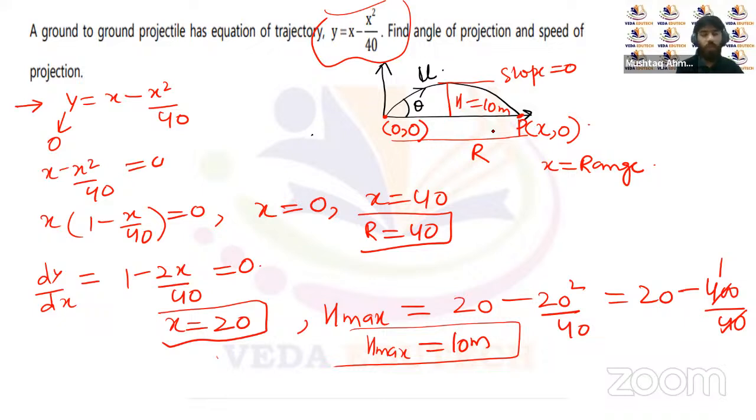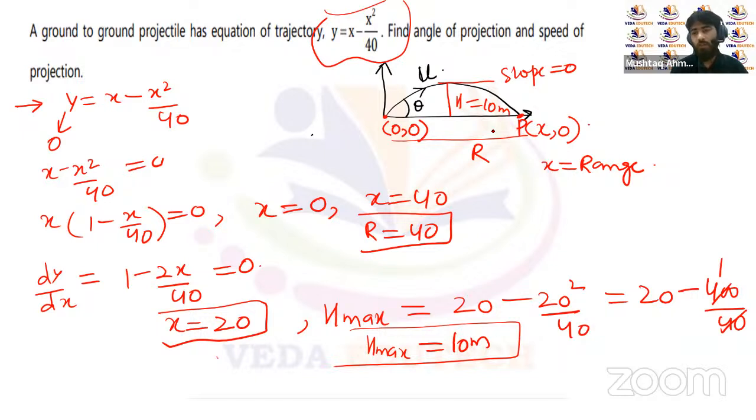So I showed two ways to solve this projectile. One method was comparing this equation of trajectory with the standard trajectory equation of a projectile and calculating the values of theta and u. From there, you can calculate the range and maximum height. But if you do not remember the equation of trajectory, then you can use the concept of differentiation.